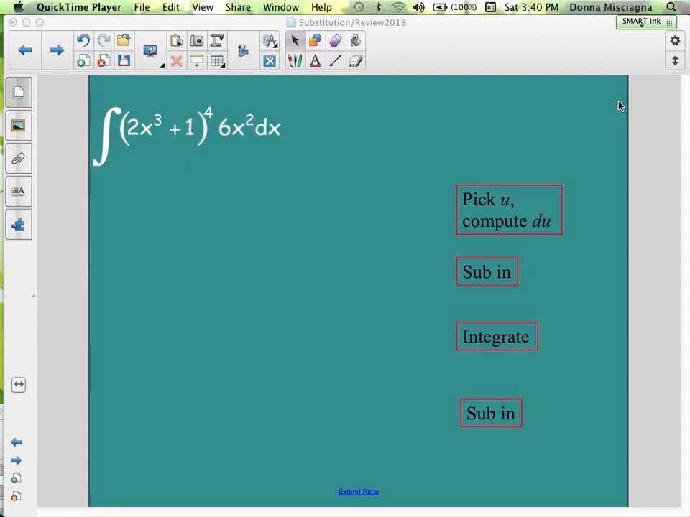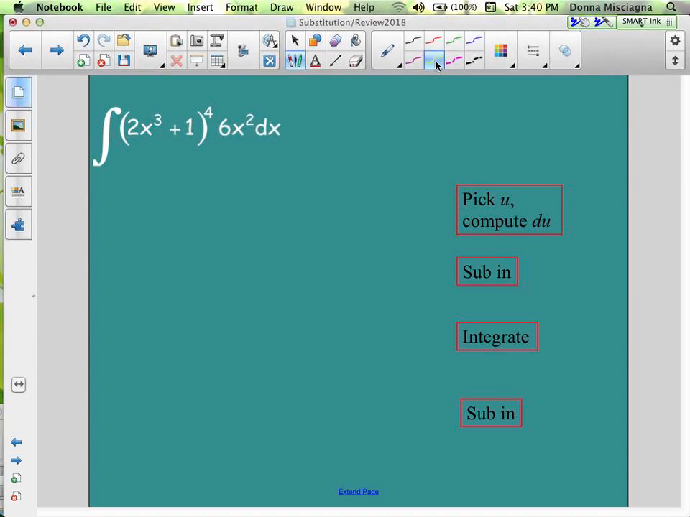All right, now we have the integral of (2x cubed plus 1) to the 4th power times 6x squared dx. And notice you're going to have to use substitution here. Unless you like raising something to the 4th power, which means not distributing an exponent, but multiplying it by itself 4 times and then distributing. That would be hard. Much easier would just be using a u-substitution.